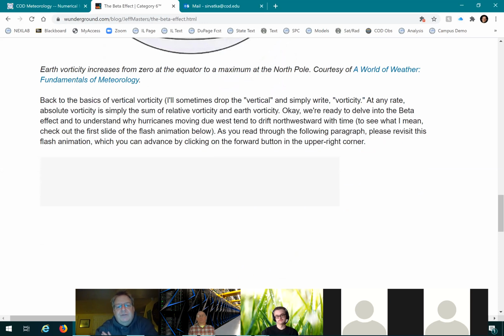Back to the basics of vertical vorticity. I'll sometimes drop the vertical and simply write vorticity. Okay, so what he's telling you here is I should be saying vertical vorticity, thumb pointing up, but he drops that because sometimes people just say vorticity and they mean vertical vorticity. It is the sum of relative and Earth vorticity, the Coriolis. That's absolute vorticity.